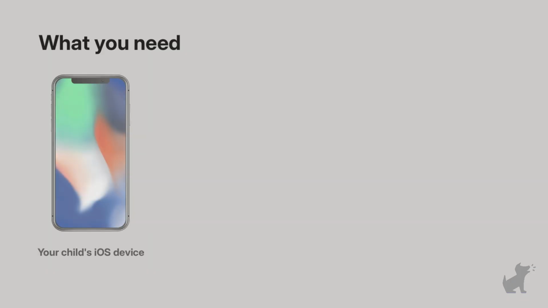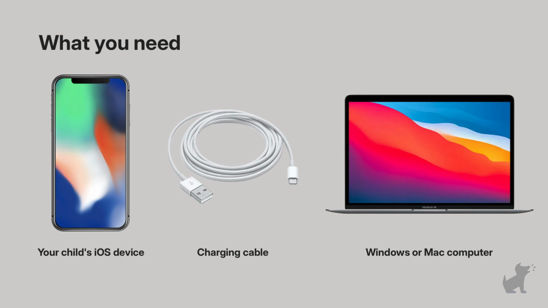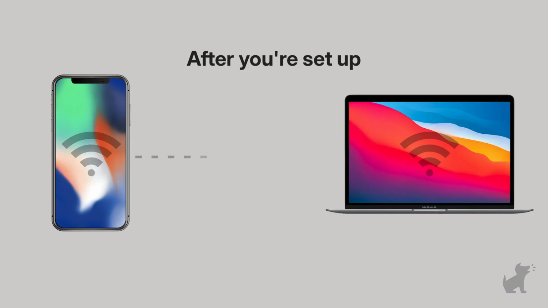Now, here's what we'll need for the Bark desktop app method. Your child's iOS device, like an iPhone, iPad, or iPod Touch, a Windows or Mac computer, and a charging cable for your child's iOS device. You'll use this cable to connect your kid's device to your computer for the first time setup. After we're done, Bark will be able to monitor your kid's iOS device wirelessly via Wi-Fi whenever it's home. No cable needed. So it's just needed for that first time setup.